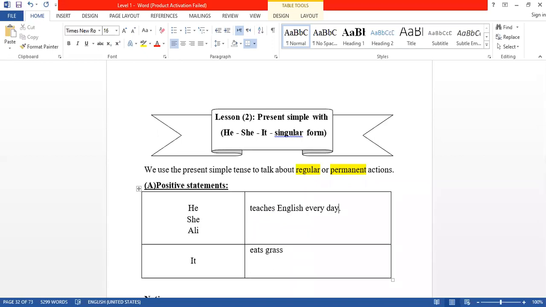As I said, every day is one of the adverbs that we use with the simple present. So the adverb of phrase: every day, every month, every week, every year, every hour, etc. Also, we have another type, the adverb of frequency: always, usually, sometimes, never, and often. He teaches English every day. She teaches English every day. Ali teaches English every day. It eats grass every day.